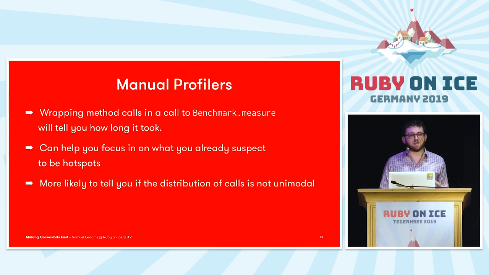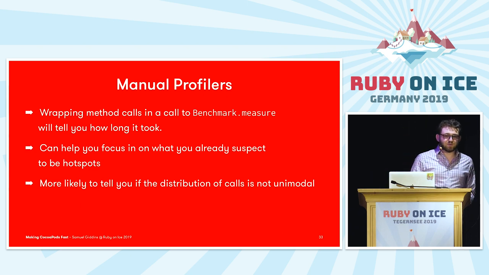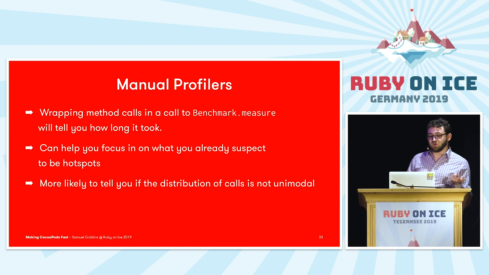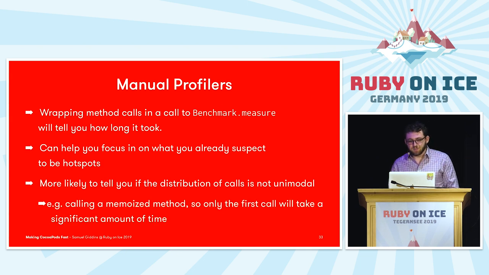And it's also more likely to tell you some specific information that you won't get when you have this deluge of stuff from running something like RubyProf. Something like maybe you call one method 10,000 times. And on the first time you call it, it takes a long time because it computes something. The other 9,999 times, it's basically instant. Well, there's some information there that you might want, which is one of these calls took a long time. So yeah, that's an example of when that becomes useful.